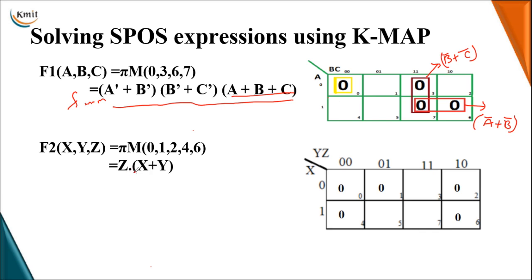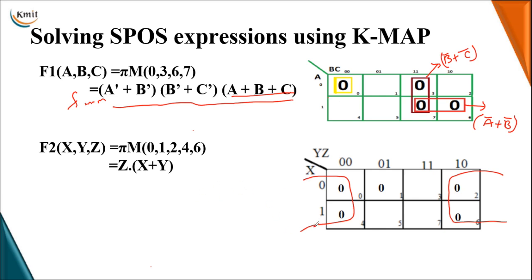Next, here I have given another one, pi m of 0, 1, 2, 4, 6, which is a 3 variable function. Now for this 3 variable function I will check for the octet. 8 cell adjacency is not possible, so I am going for 4 square adjacency. As the leftmost corner cells are adjacent to the rightmost corner cells, I can form a quad.